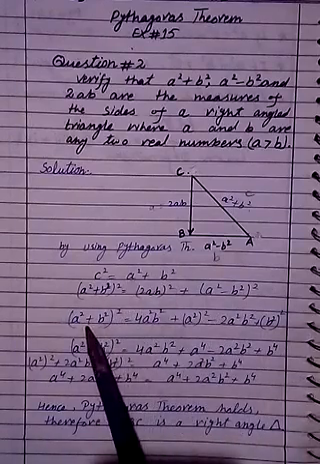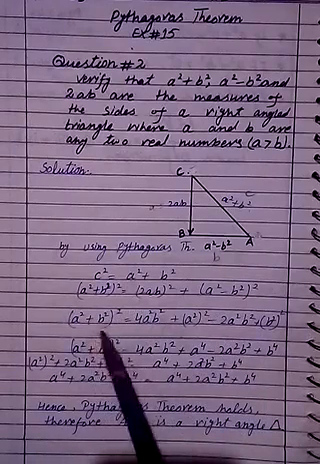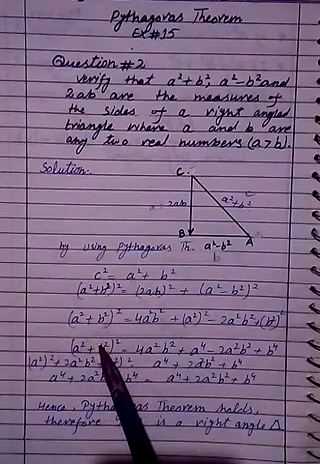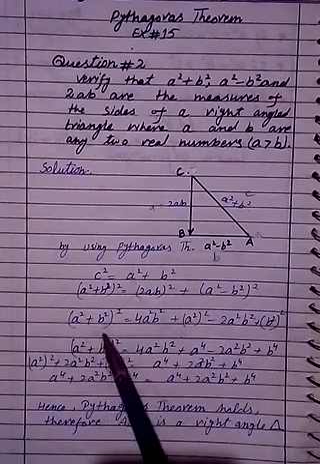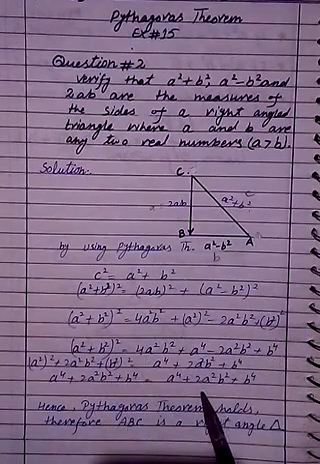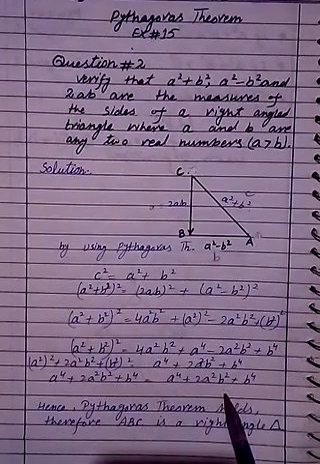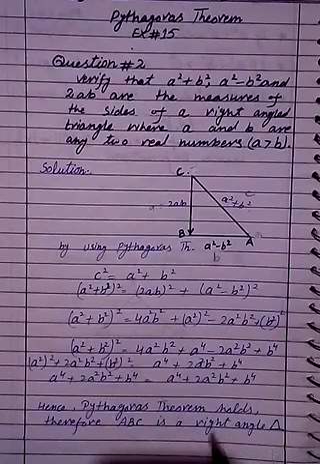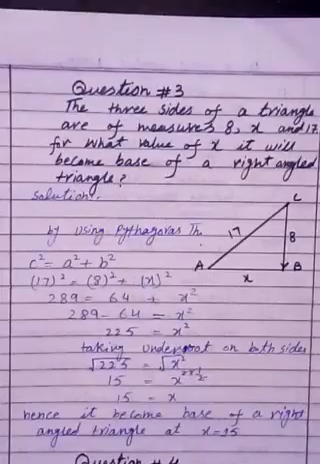Now this is the a plus b whole square, so you have to apply the square formula. A plus b whole square equals a square plus 2ab plus b square. Now after simplification you have to get that left hand side equals right hand side. If left hand side equals right hand side by applying Pythagoras theorem, then we can say that these are the sides of a right angle triangle. Question number 2 is not included in the smart syllabus, but it will be helpful to solve question number 1.